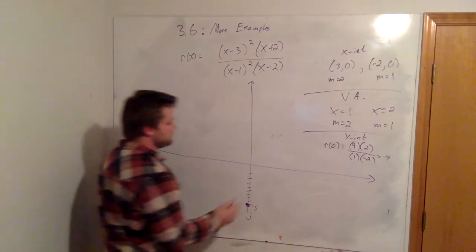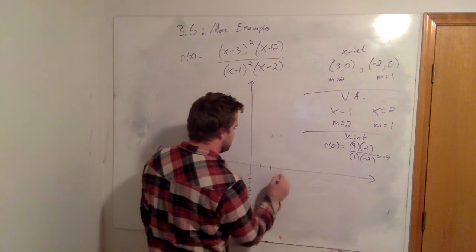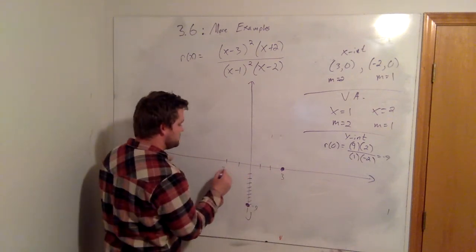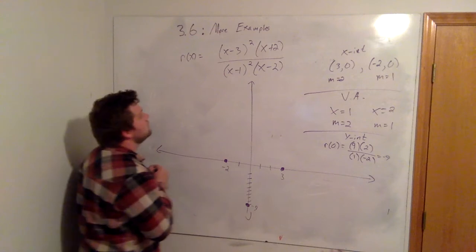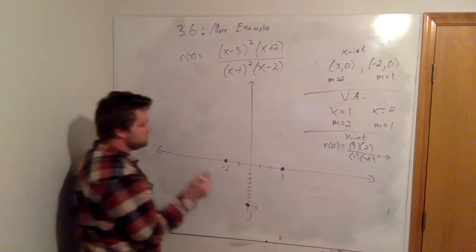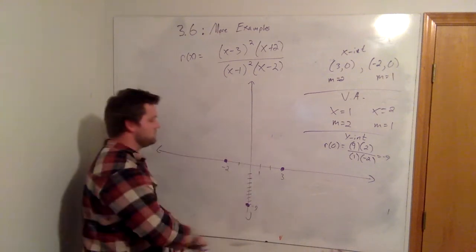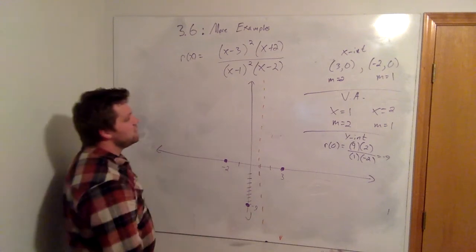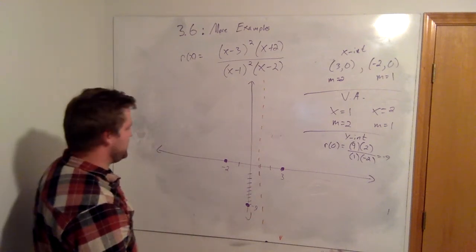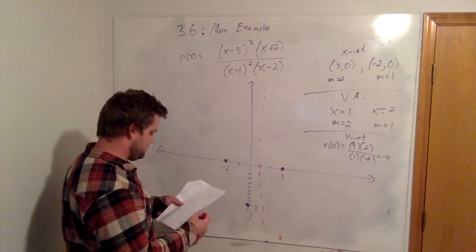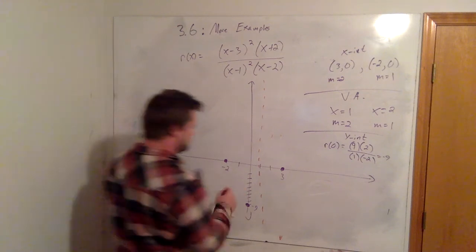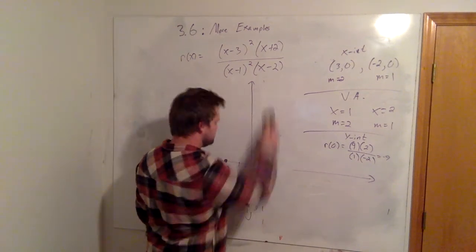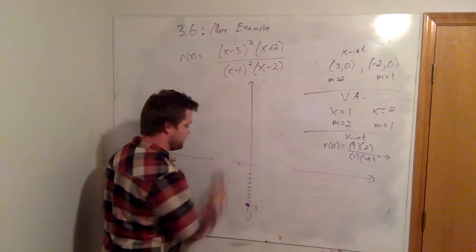Okay, what else do we know? We have an x-intercept at 3. We have an x-intercept at -2. We have a vertical asymptote at x equals 1. It's good to draw these in red. We have a vertical asymptote at x equals 2. x equals 1, x equals 2. Okay, let's change the scale a little bit, just to make it a little bit clearer.